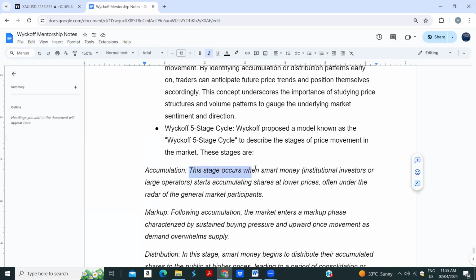This is a stage that occurs when the smart money, institutional investors, or large operators start accumulating shares at a lower price, often under the radar of general market participants. In this stage, they accumulate shares at very low prices, and this accumulation is not visible to the general market participants or the retail traders. They quietly accumulate the shares at the lower prices.